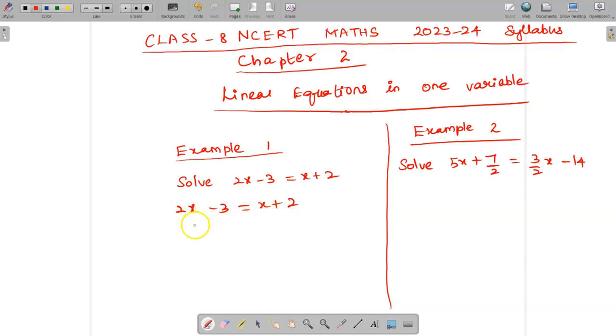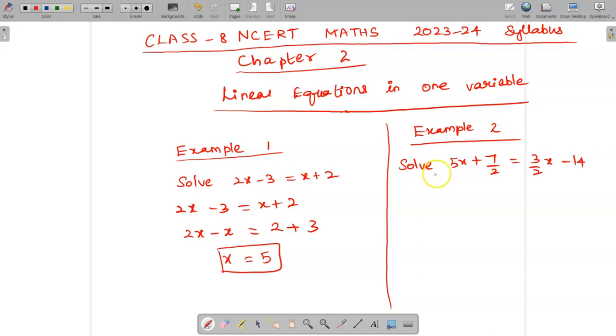Take x to the left hand side. Here it is plus x, and when it comes to the left hand side it becomes minus x, and keep 2x as it is. Take the number to the right hand side: minus 3 becomes plus 3. So 2x minus x is x, and 2 plus 3 is 5. This is the final answer. We have solved the equation and determined the solution, that is x equals 5.